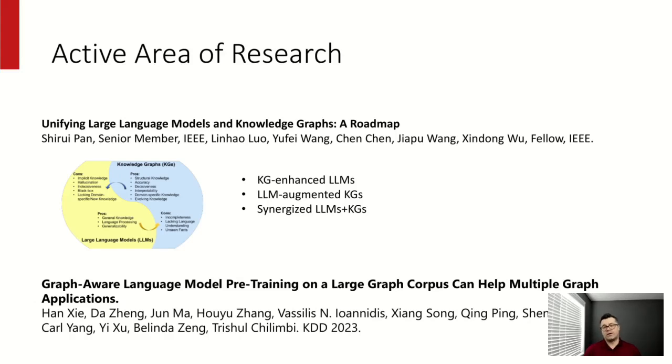So there's work where knowledge graphs are being enhanced by large language models. Then there is work where large language models are being augmented by knowledge graph information. And then there's work where basically you're merging the two and creating a synergy. I just referenced here two works that are relevant to this. The second one is being done by Amazon.